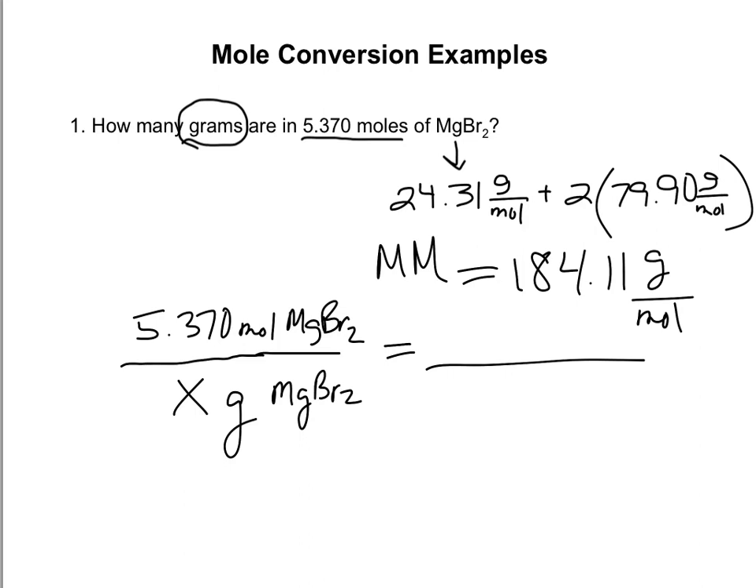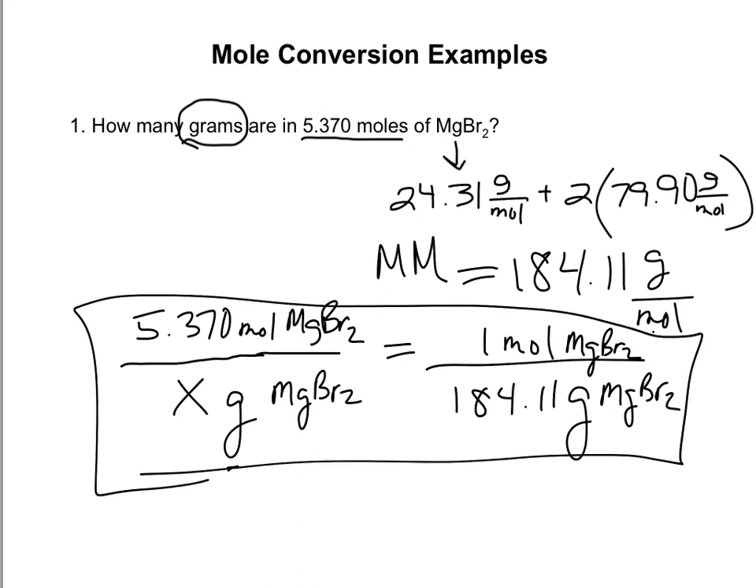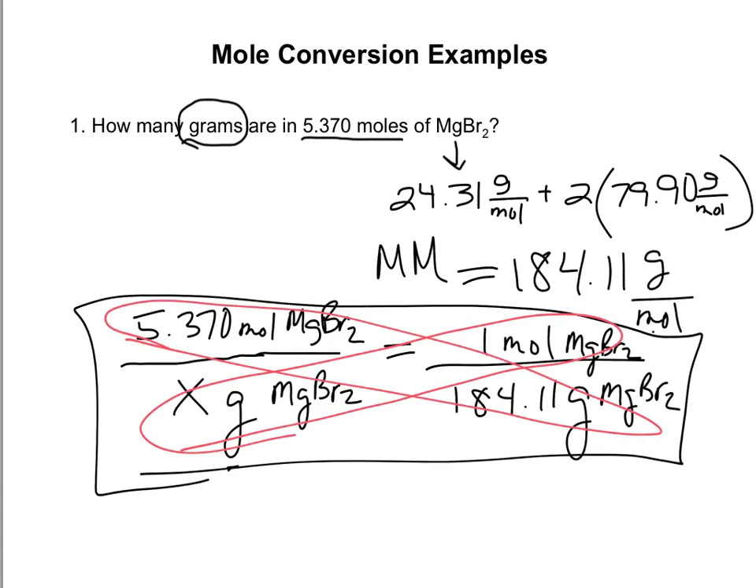Then my second proportion, I'm going to use my molar mass that I just found. So I see that I have grams on the bottom, so I want to put my 184.11 grams of magnesium bromide on the bottom. And I have moles on the top, so I know my molar mass is for every 1 mole. So I'm going to put 1 mole on the top of magnesium bromide. And now that I have my proportions set up here, I can simply cross multiply and solve for x.